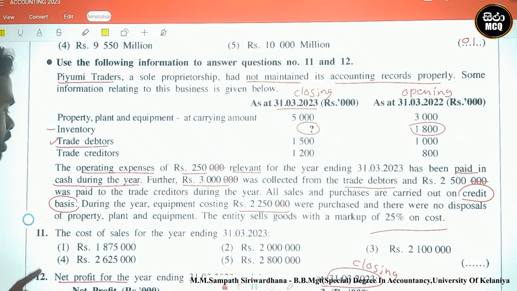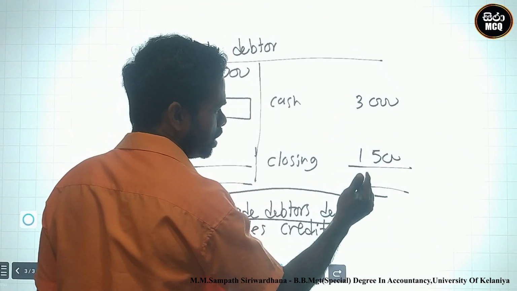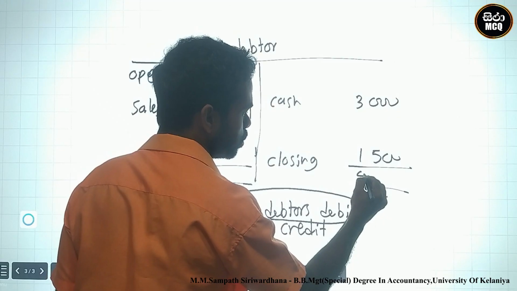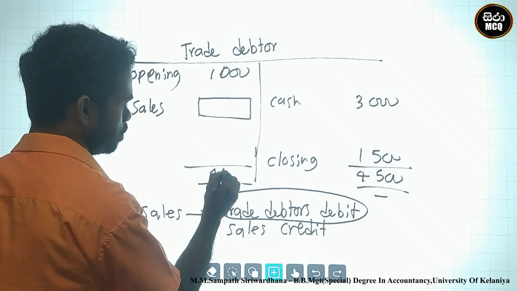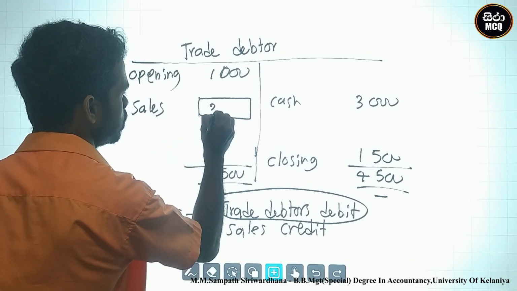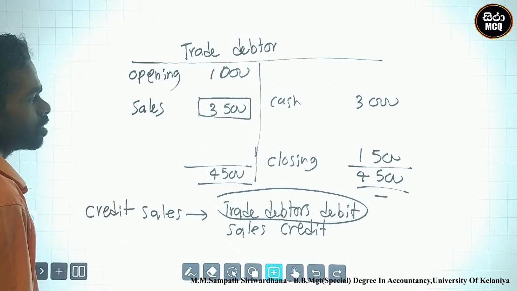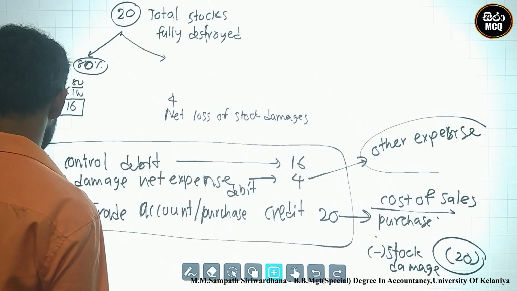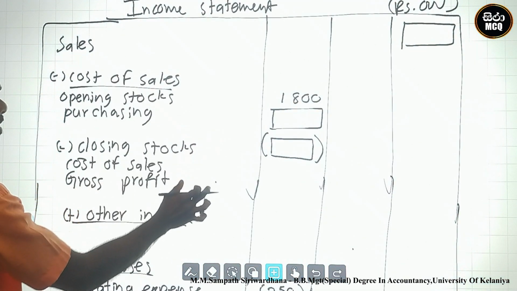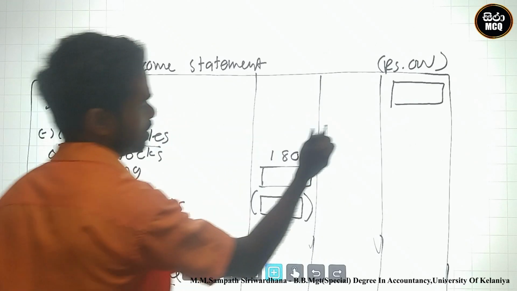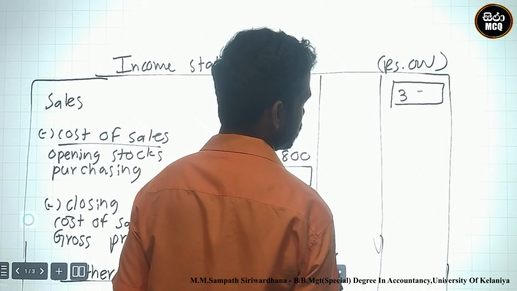We can find the answer for sales. Look here, sales. How can we find it? We can sum these 4500 and 4500. This is 3500 sales, credit sales. We can use 3500 for sales in the income statement. Okay, 3500.